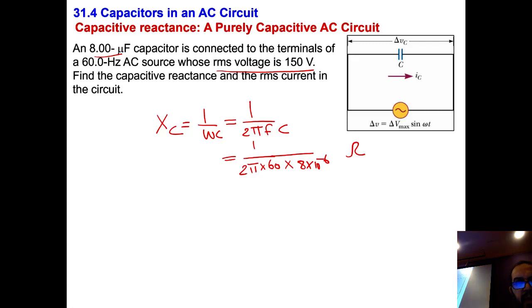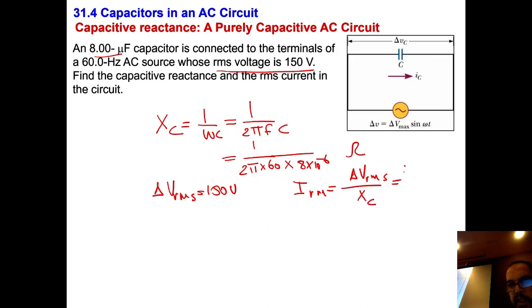Okay, now we can determine the RMS current, because we are given the RMS voltage. So delta V RMS is given, it's 150 volts, and we can write I RMS is delta V RMS divided by XC, which is delta V RMS divided by 1 over omega C. Okay, so let's look at the values.